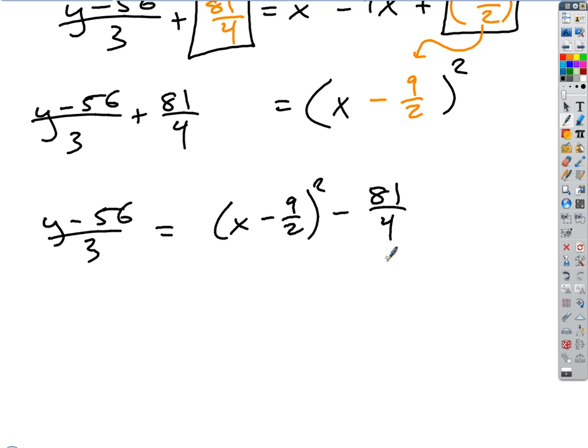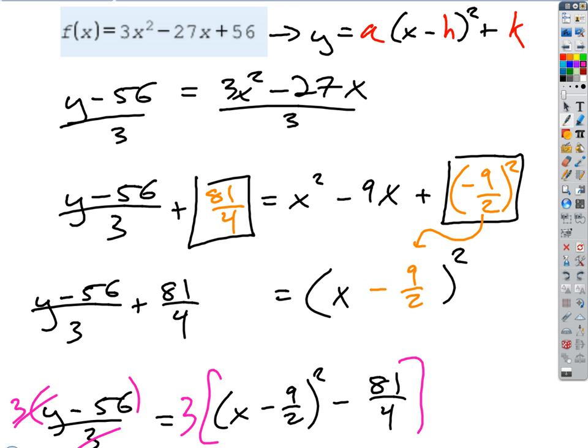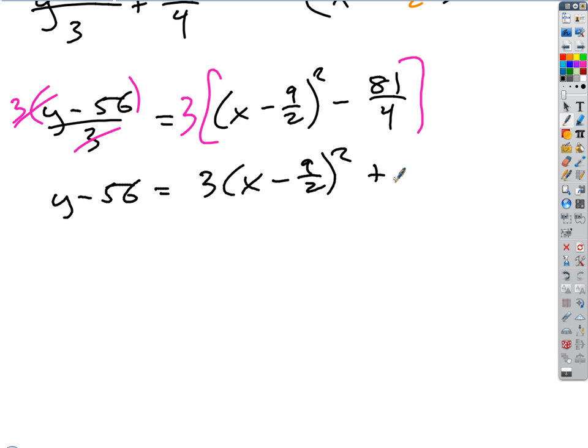Multiply 3 through both sides. Now on the right side, that means distribute. Do I try to distribute inside this quantity? No, I can't anyway, because it's being squared, right? And really all I want is a times the quantity x minus h squared anyway. So that's what we need. So we end up with y minus 56 equals 3 times the quantity x minus 9/2 squared plus 2/43.